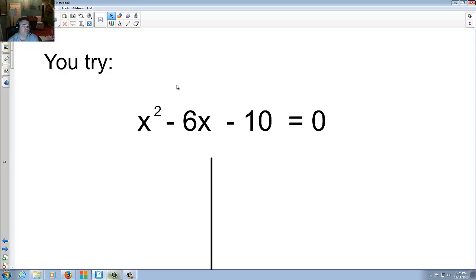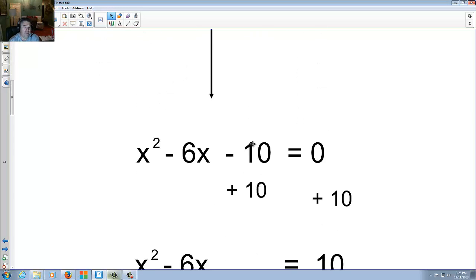You try. Remember, get rid of the minus 10 first. Add 10 to both sides. Make a new box. Divide by 2 and square. Let's see how you do. Alright, let's go ahead. Get rid of the negative 10 first. Add 10 to both sides. Get it out of the way.